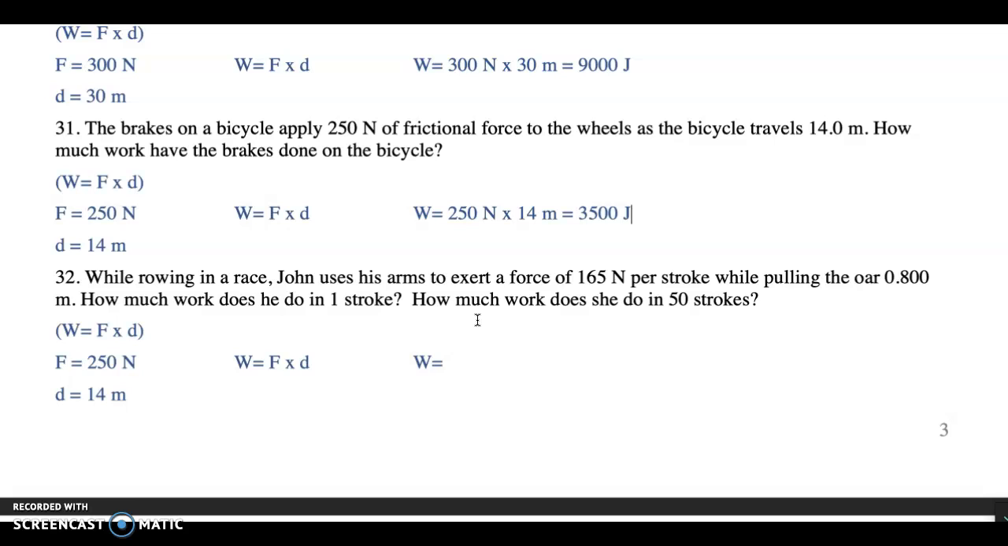So a lot of times the hardest part is picking out what you have. So I have newtons, that's force. I have distance, 0.8. How much work does he do in one stroke? So here I just take 250 times 0.800 meters, which is equal to 250 times 0.8. This is equal to 200 joules of work. This is one stroke. So I've got to multiply that by 50 to give me 50 strokes, which is 10,000 joules of work in 50 strokes.